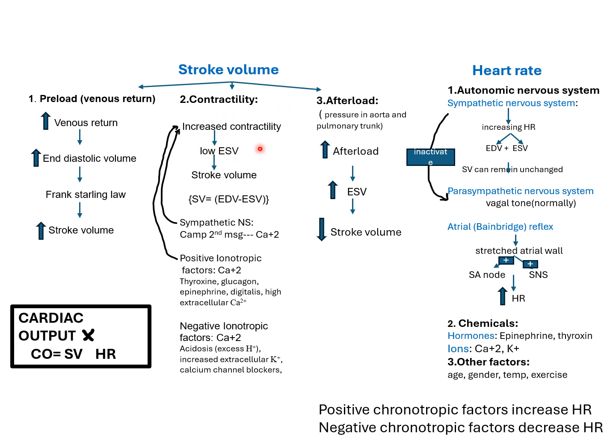Increased contractility leads to decreased end systolic volume, and it also increases the stroke volume, because stroke volume is equal to end diastolic volume minus end systolic volume. Then we have the sympathetic nervous system. The sympathetic nervous system increases the contractility. Then we have certain agents which are known as positive inotropic agents.